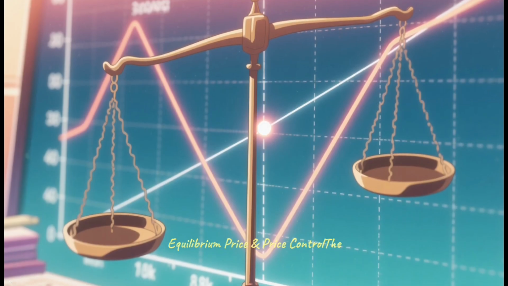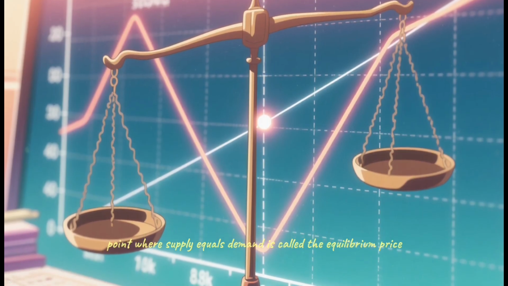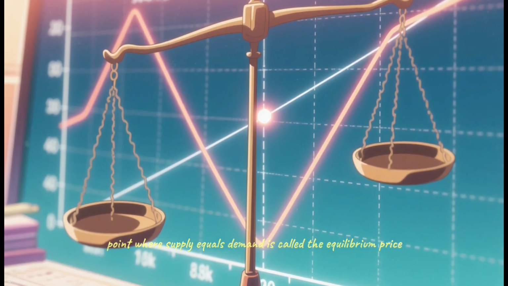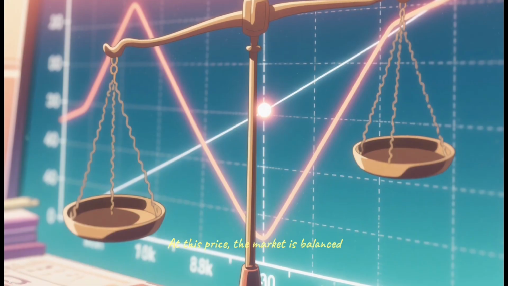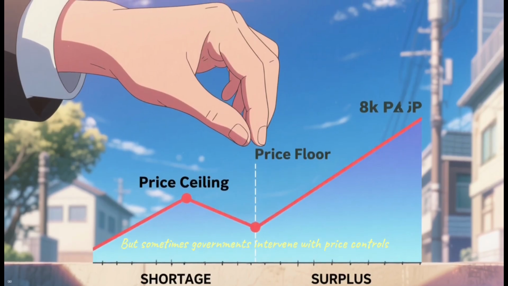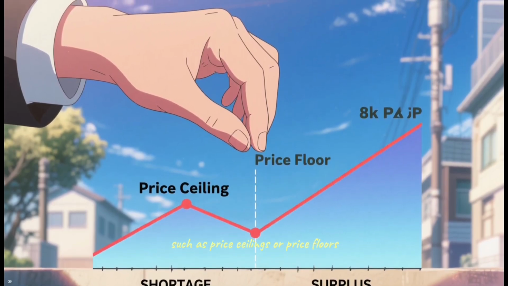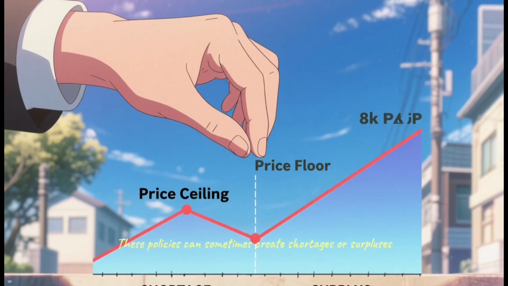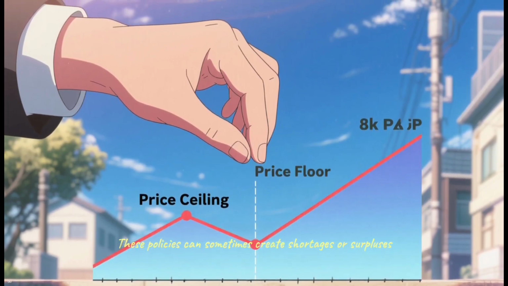Equilibrium and price control. The point where supply equals demand is called the equilibrium price. At this price, the market is balanced. But sometimes governments intervene with price controls, such as price ceilings or price floors. These policies can sometimes create shortages or surpluses.